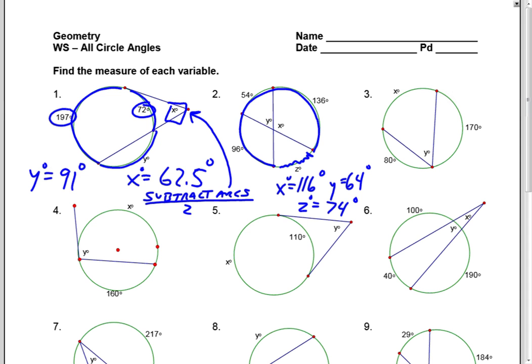Here's a bow tie, or an hourglass. I know to find the x, I need to use the 136 and the 96, because that's interior to that bow tie or to that hourglass. And then if I want to find y, I could use linear pair if I wanted to, or once I found z, I could use that and that to help me find the y. Lots of different ways to get your answer.